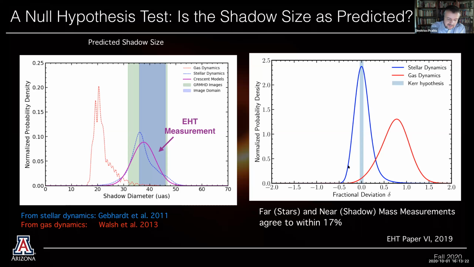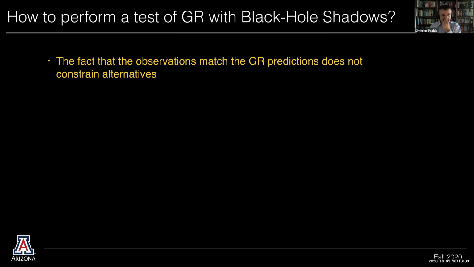So what the Event Horizon Telescope told us is that the predictions of general relativity of the Kerr metric are consistent with the measurement to within about 17%. And we call that the null hypothesis of general relativity, right? I made the hypothesis that general relativity is correct, and then I predicted what the shadow is going to be, and then I measured it.